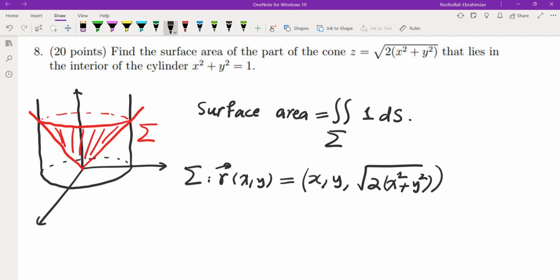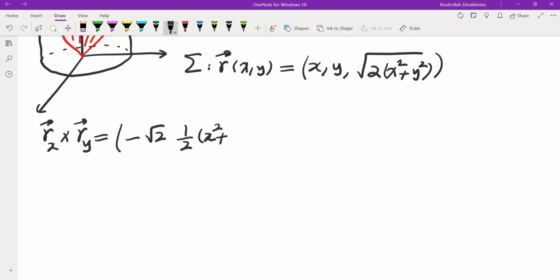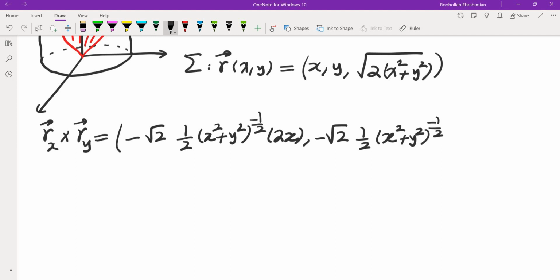So this is our parameterization. Next, we'll have to find the normal vector and then the magnitude of that. So r sub x cross r sub y, we have a formula for that: negative f_x, so that's root 2 times 1/2 (x squared plus y squared) to the power of negative 1/2 times the derivative of the inside, negative f_y, 1/2 (x squared plus y squared) to the negative 1/2 times 2y, and 1. We'll have to take the magnitude of this.